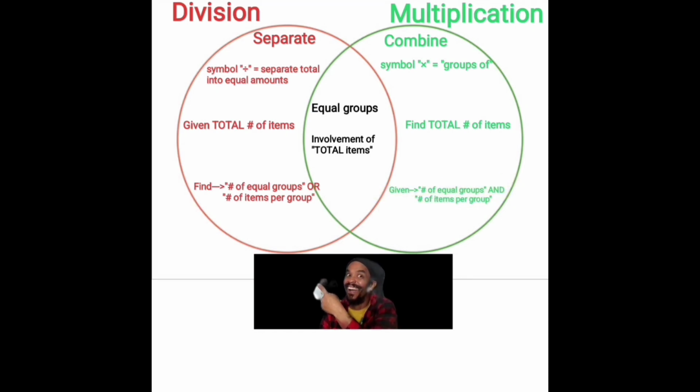Now, when we're talking about division, it's all about separation. The division symbol is about separating total items into equal amounts. You're given the total number of items and asked to find one of two things. You're either asked to find the number of equal groups or the number of items per group.